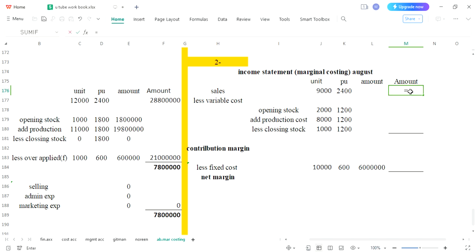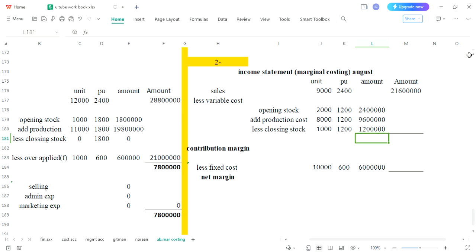For amount of sales we will take units and multiply with per unit 2400. Amount of sale is calculated as 2160. We will come to the inner column and calculate opening stock: number of units 2000 multiplied by per unit 1200. Next is production cost: number of units 8000 multiplied by per unit 1200. Now closing stock: number of units 1000 multiplied by per unit 1200.